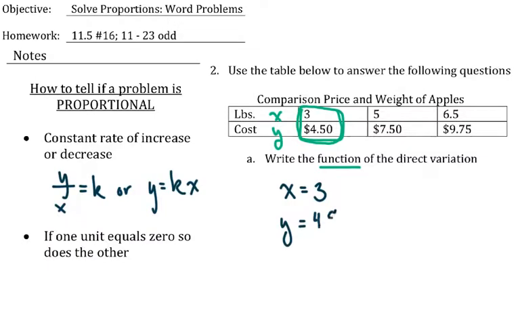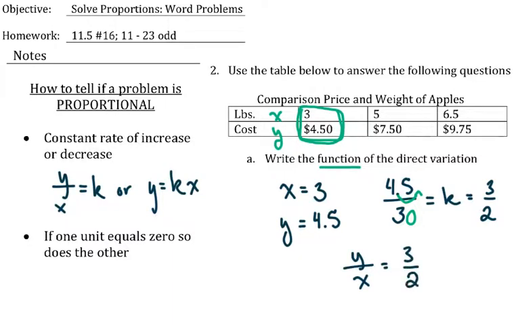But what this says then is that x is equal to 3 and y is equal to 4.5. So if we plug that in to our equation, we get 4.5 over 3 equals k. I'm going to move that decimal point over, add the 0. 45 over 30 simplifies by 15, and we end up with 3 over 2. So then our final equation, y over x equals 3 over 2.